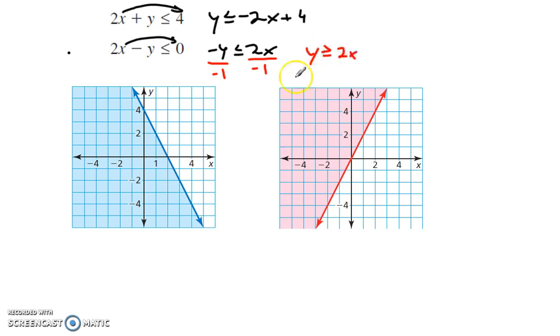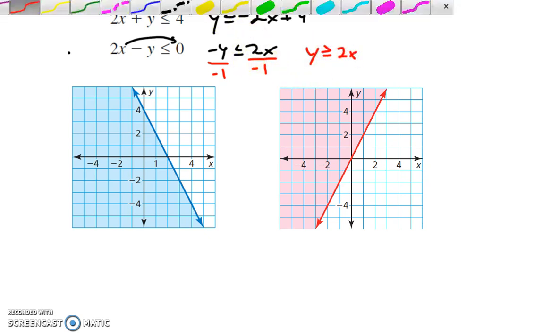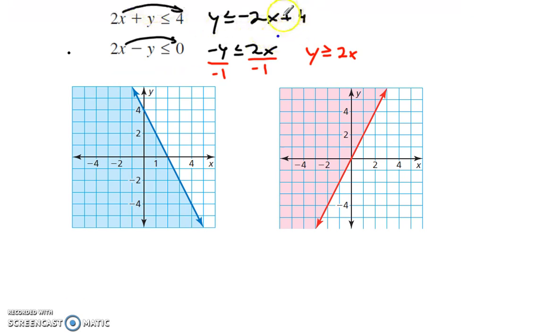All right, so here I have an equation with a y-intercept of 4. Check my graphs. This one intersects at 4, so this matches this graph right here. Also, the slope is negative 2, so it goes down. This slope is 2x, so it goes up 2 over 1.